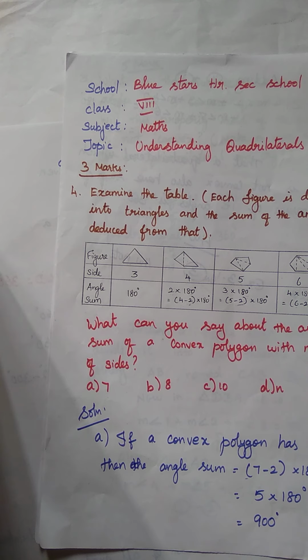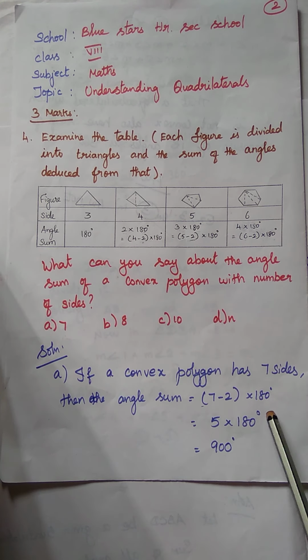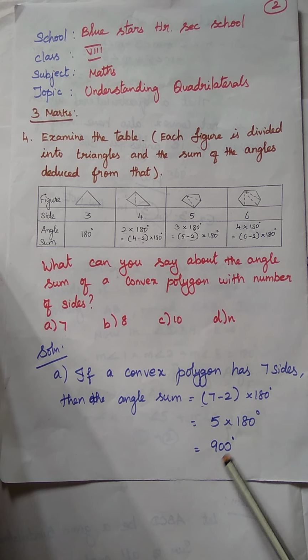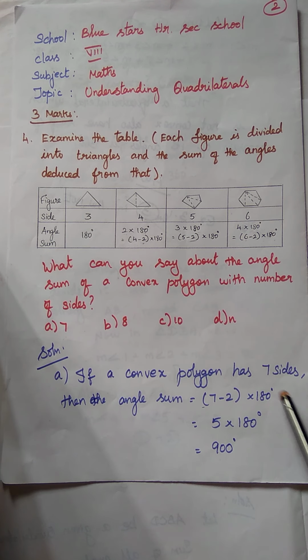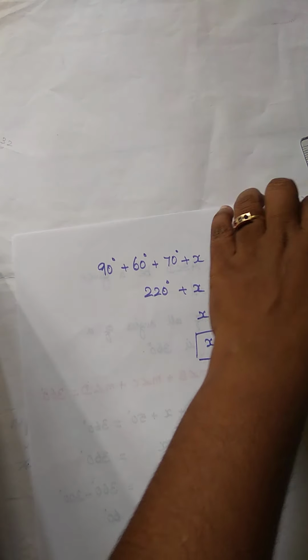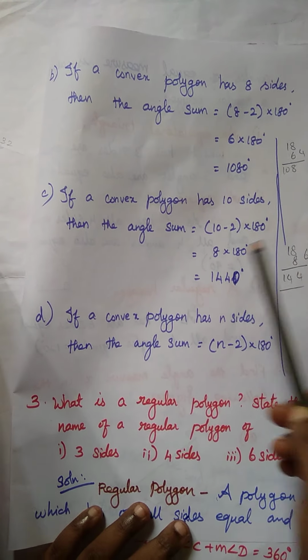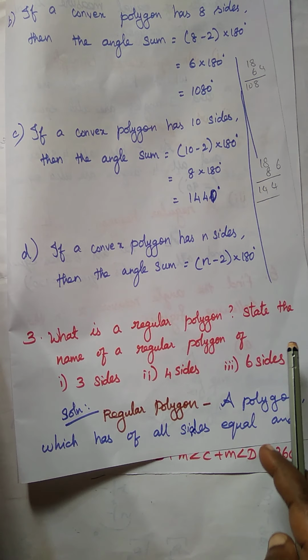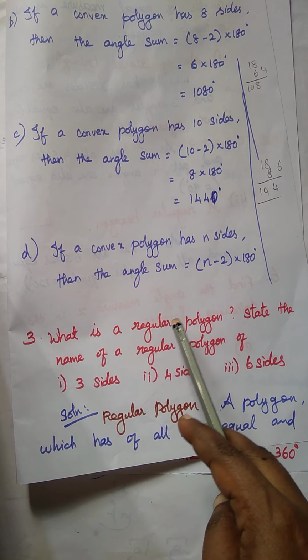Okay, so if a convex polygon has 7 sides, then using that, 7 minus 2 into 180 degree. So in the same way we apply and find the angle of the polygon. If the polygon has 7 sides, then 900 degree. Next, same thing, 8 sides, 10 sides and n sides are also given. So for that we apply the same law and find the value. Okay, then what is a regular polygon? State the name of the regular polygon. So they are asking the definition of regular polygon.